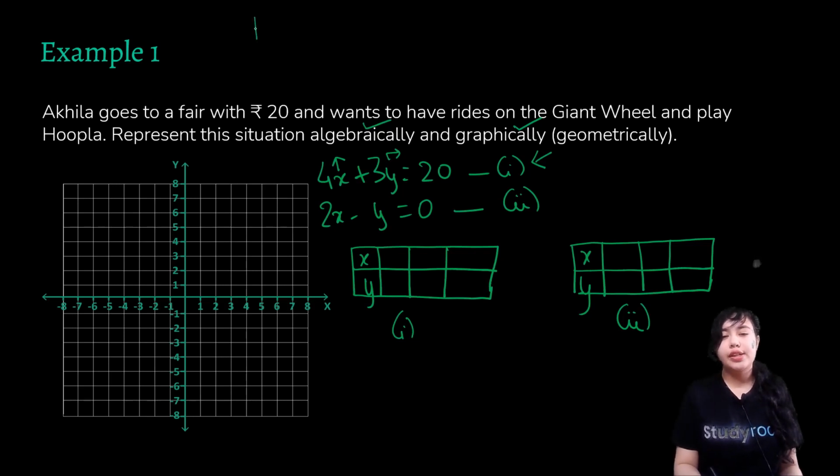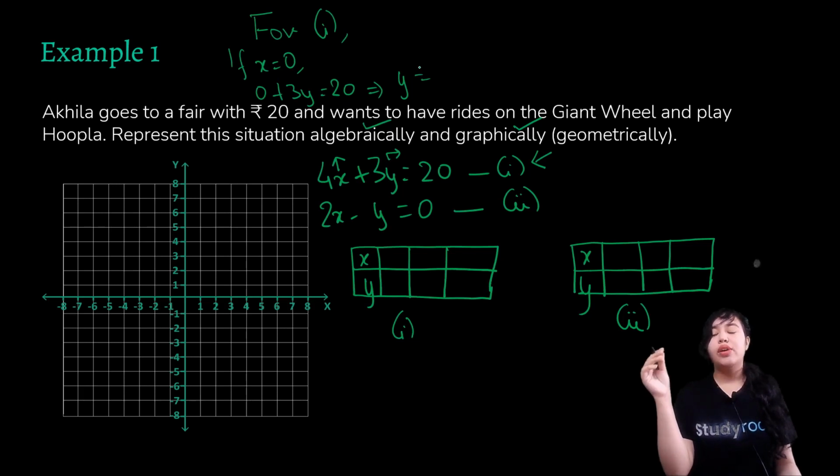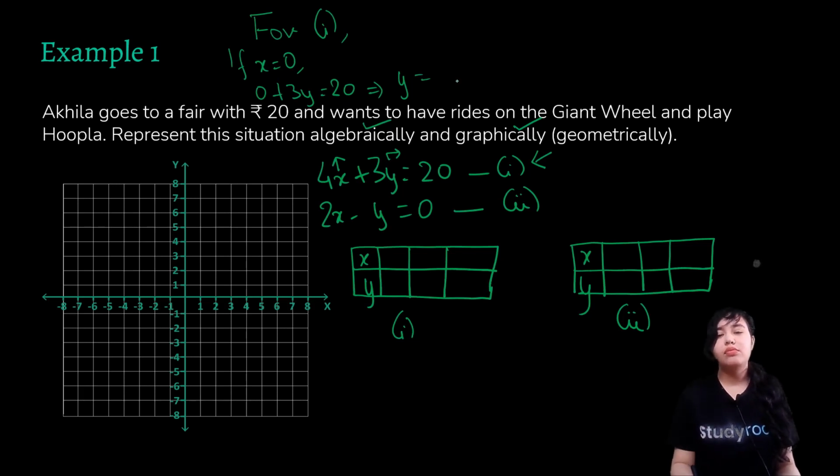So you can write over here, wherever you are working, that for first equation, if x is equal to 0, what do we get? 4 into 0, so this becomes 0, plus 3y is equal to 20. So 3y is equal to 20, and this 3 will go down now. Multiplication becomes division when it goes from left hand side to the right hand side. So y is equal to 20 by 3. Now this is a fractional value, so we will not take it. So if I take x equal to 1, I will get 4 plus 3y equal to 20. On solving, you will get y as 16 by 3.